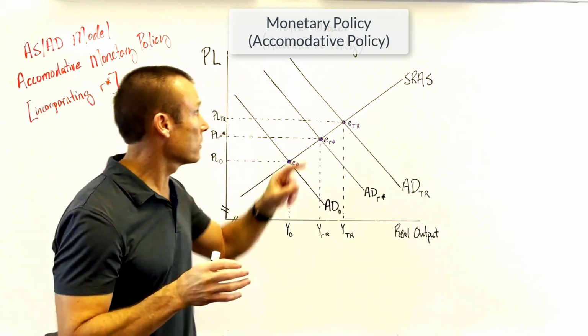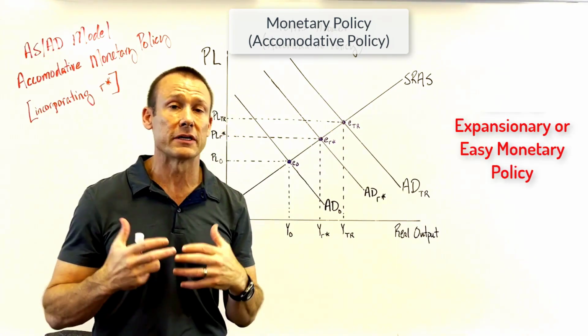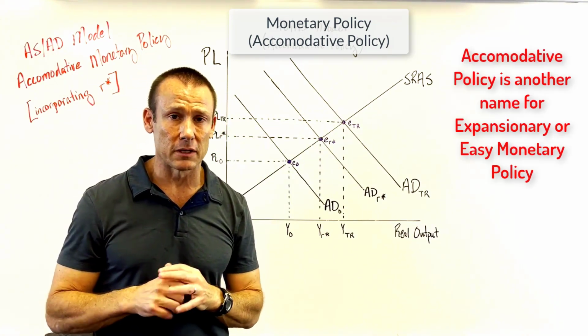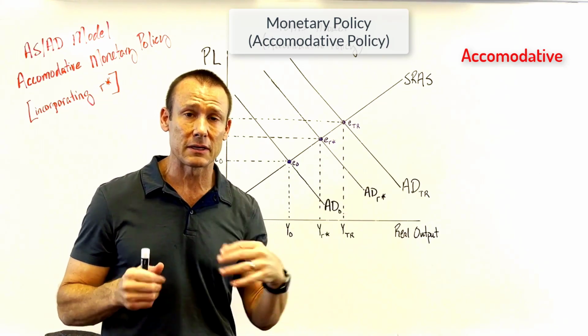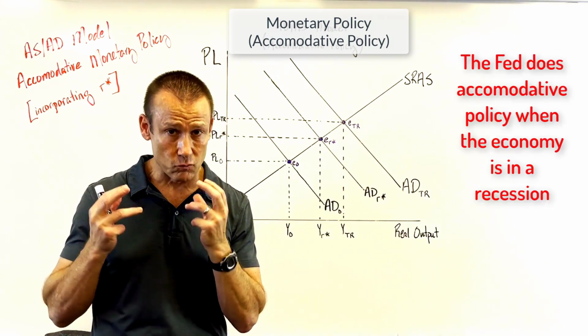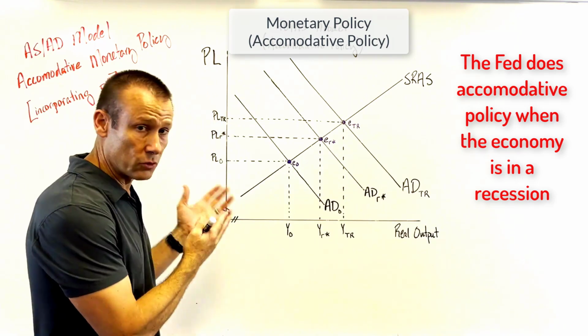Now, in this video, we're talking about accommodative policy or expansionary/stimulative monetary policy. This is a situation where the Fed wants to stimulate the economy because we are in a recession, all right? So let's get to the model.